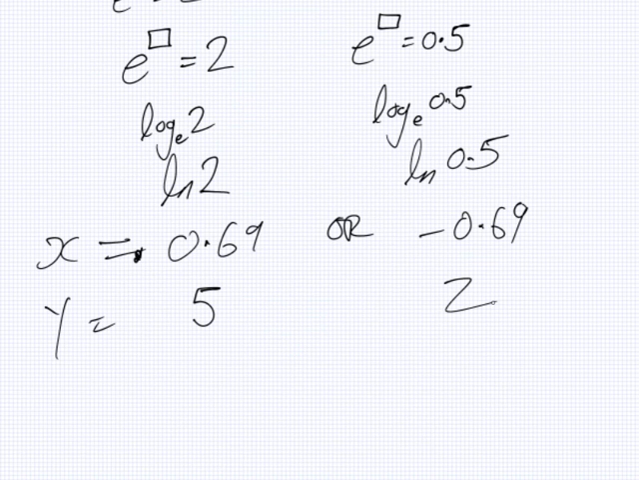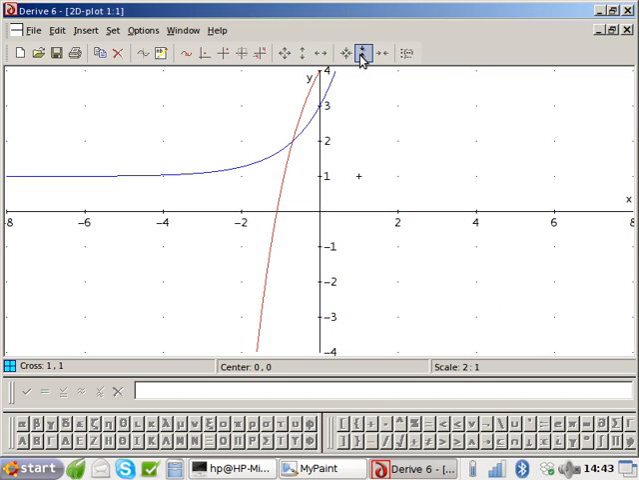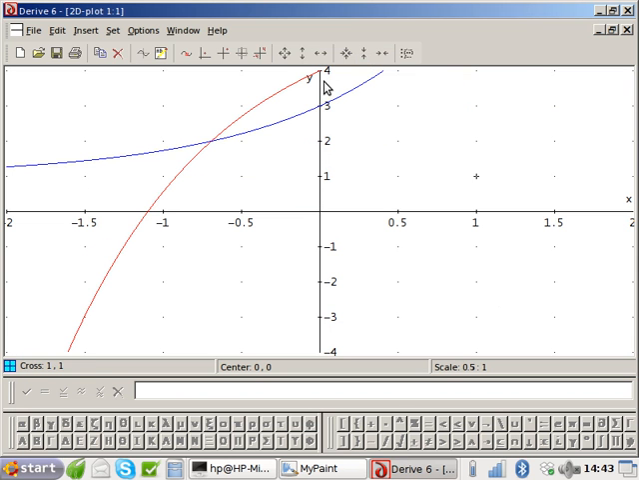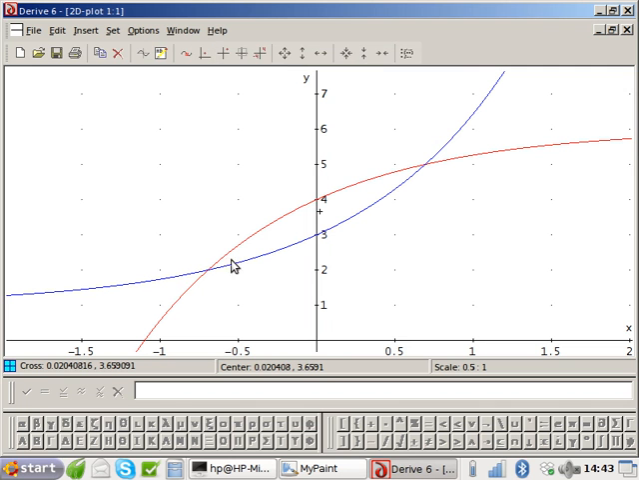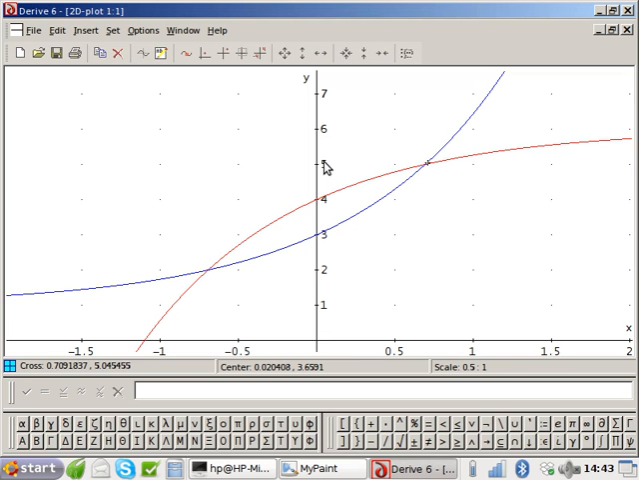5 and 2 are the two values I got for y. If I have a look at my graph, yeah, that looks better. The first one is at 2, and then the second one looks like it's at 5. So the first one here, look, it's at 2, and the second one is at 5, and this is about minus 0.7, and this one here is also about 0.7. Yeah, about.